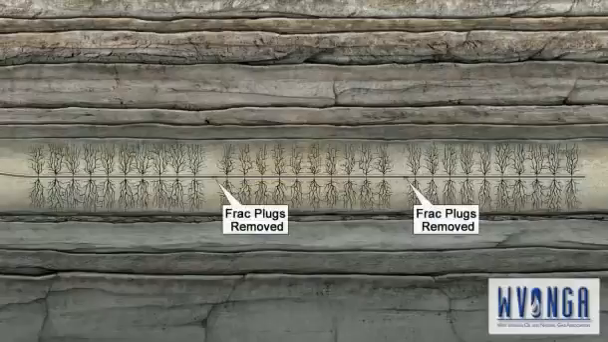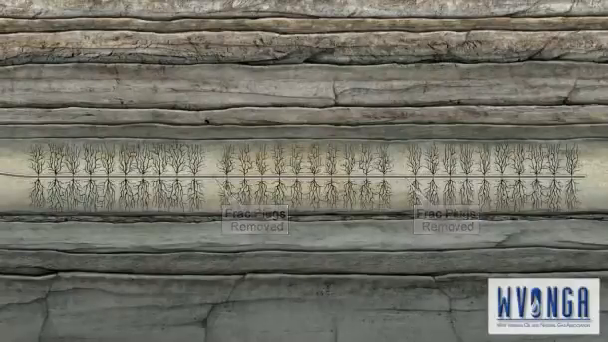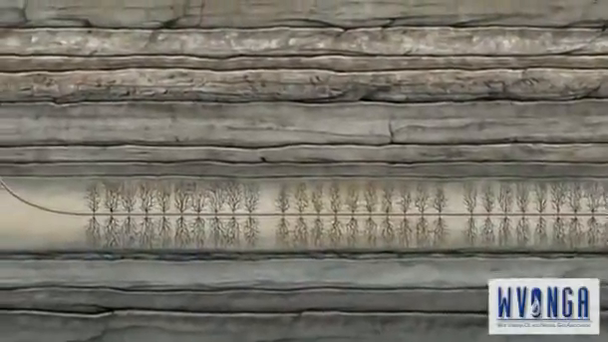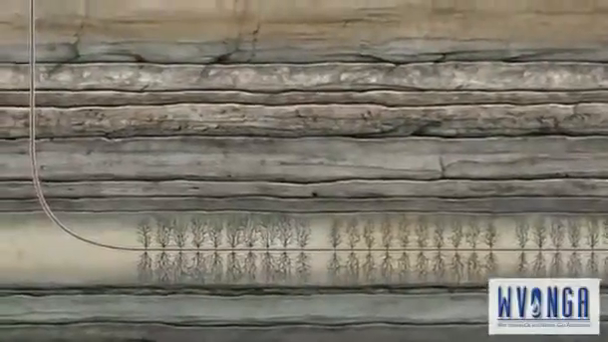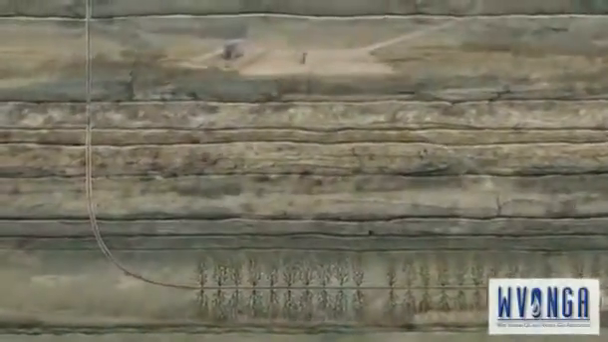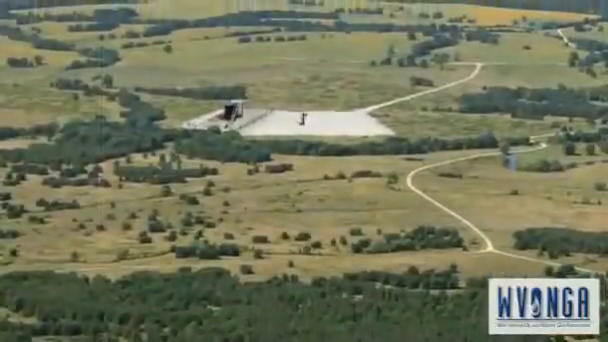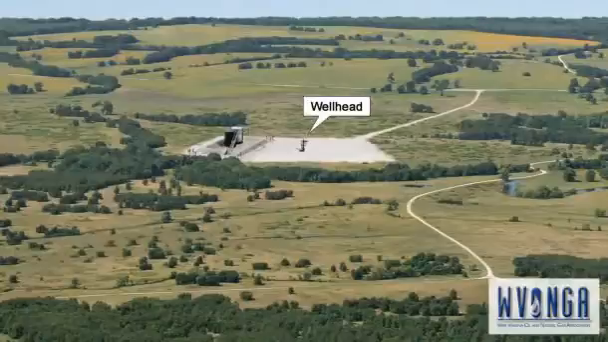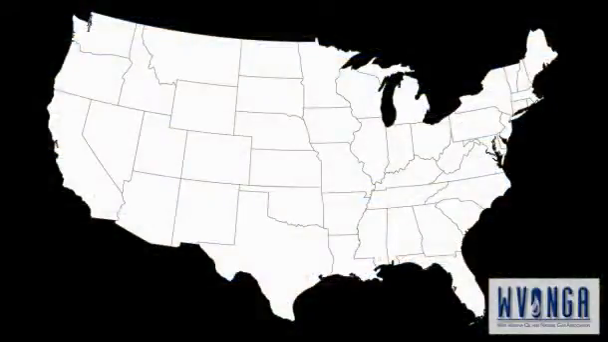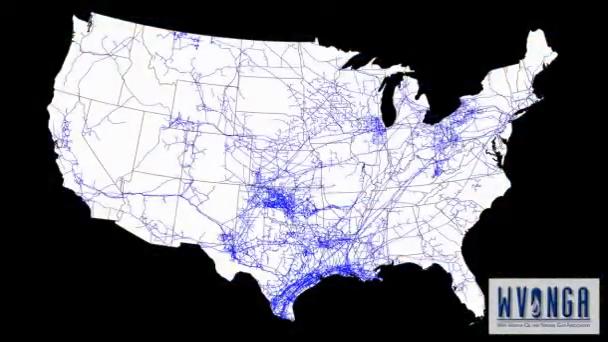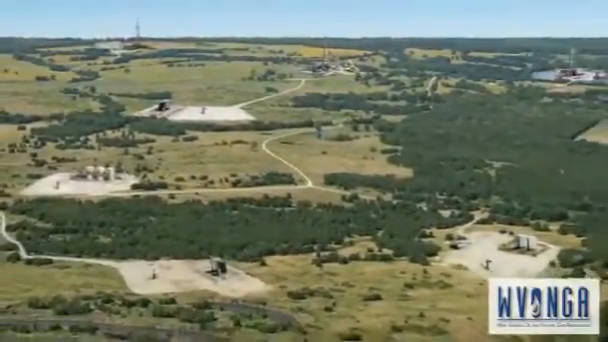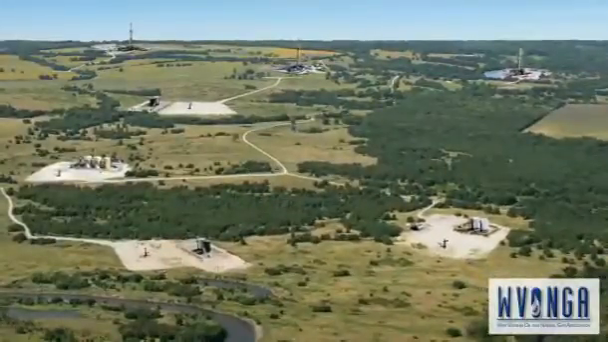Once fracking is completed, the plugs are drilled out, allowing the gas to flow up the wellbore. The next step is to install a permanent wellhead, also known as a Christmas tree, and other necessary surface equipment. A pipeline is then built to transport the gas to the pipeline network. As field development expands, additional pipeline infrastructure is built.